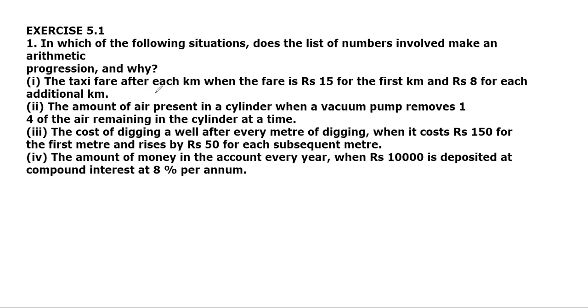Taxi fare for each kilometer, when the fare is 15 rupees for the first kilometer and 8 rupees for each additional kilometer. So the first kilometer is 15 rupees. After that you have to add 8 for each next kilometer. 15 plus 8 is 23, and then adding 8 again. So there is a fixed number which is being added. Therefore it is an AP.